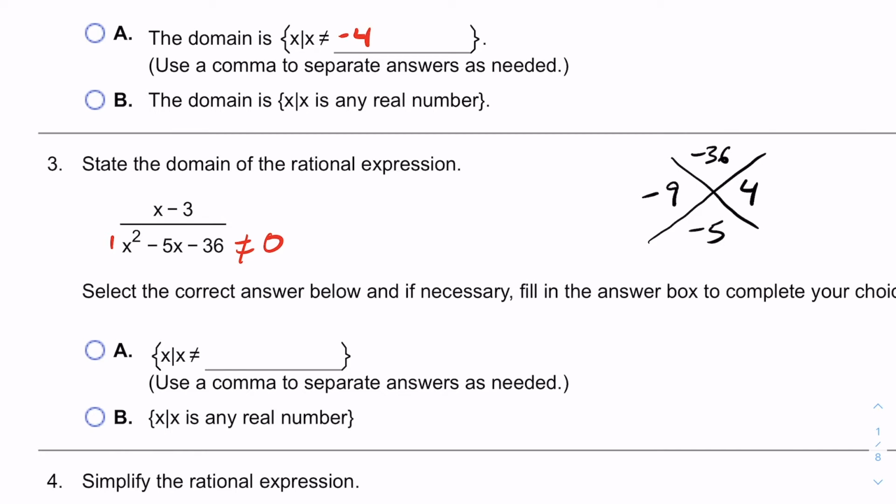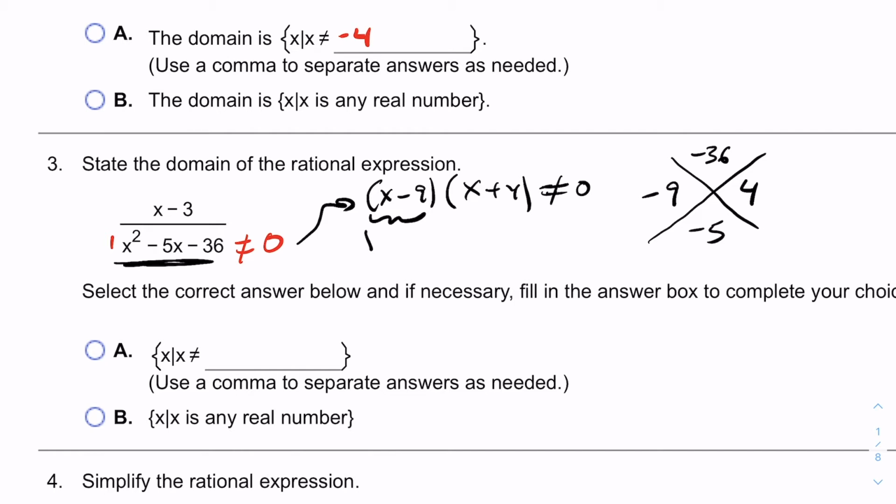So it turns out that this factors down to x minus 9 times x plus 4. And this better not equal 0, because that is in the denominator. We better not get a 0. So we're solving this quadratic equation, this trinomial, because whatever solves that trinomial will make that denominator 0.